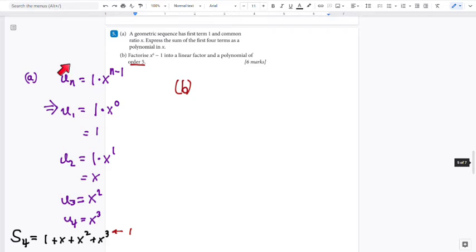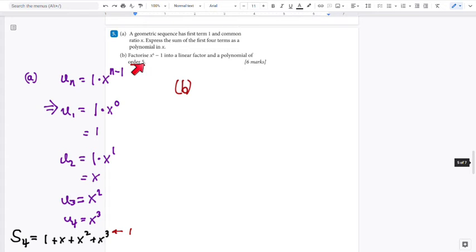So somehow or other, we as learners are supposed to be able to come up with the s sub 4 equals this thing and somehow connect it to the question in B where it says factorize x to the 6th minus 1 into a linear factor and a polynomial of order 5. So here's where the connection comes into play.